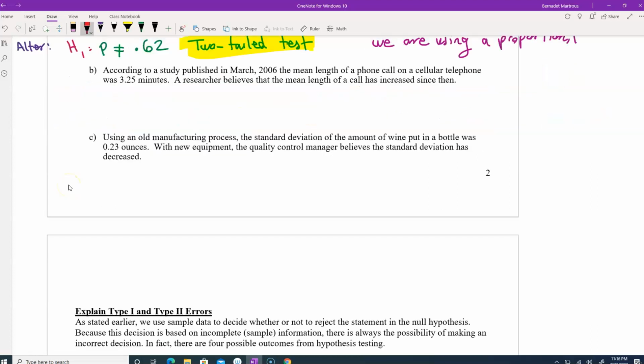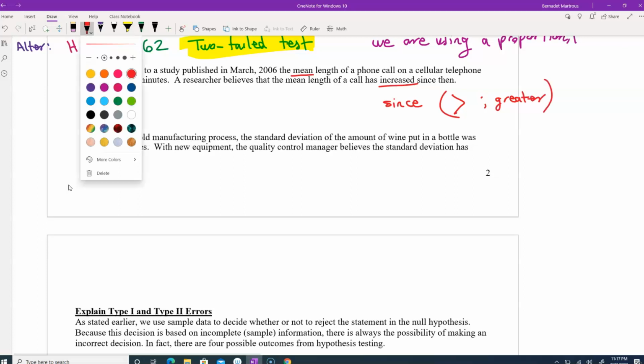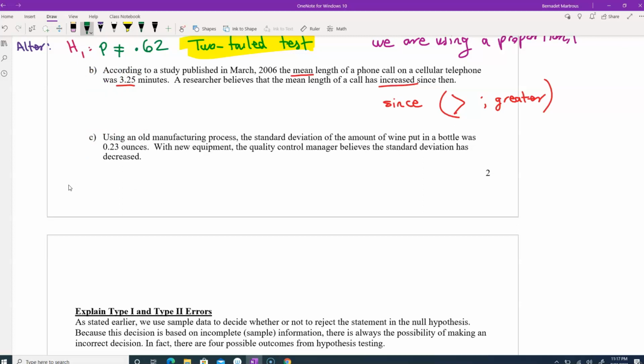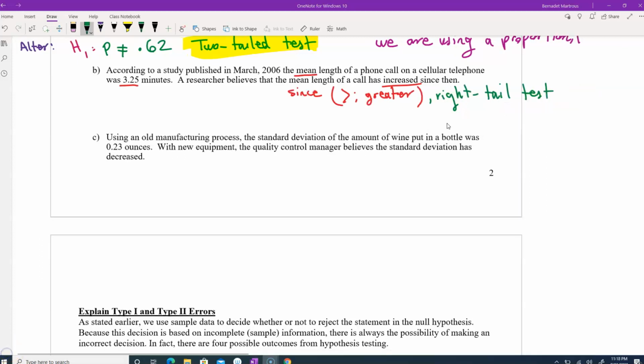According to the study published in March 2006, the mean, so here is mean, and that is equal to 3.25. And in this part, the researcher believes the mean length of call has increased. Okay, here we have increase, and we're going to have greater than for the alternative. Since we have greater, this means for this part we have a right tail test.